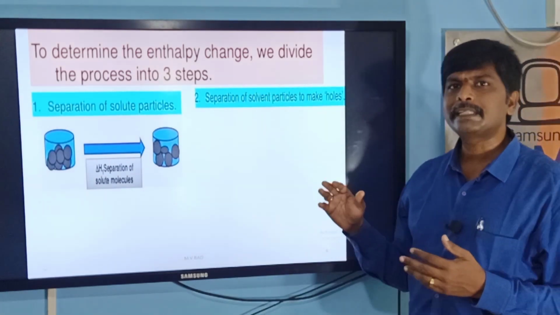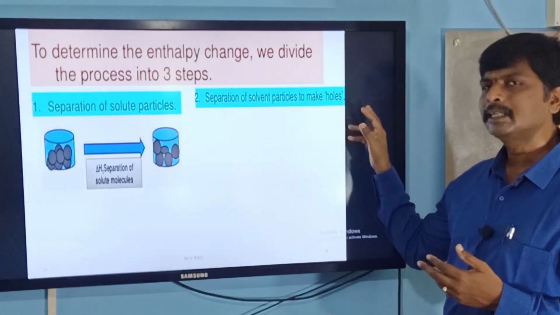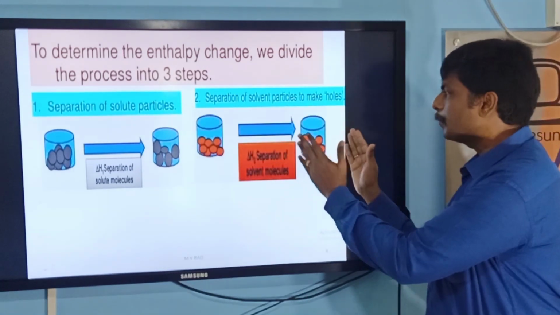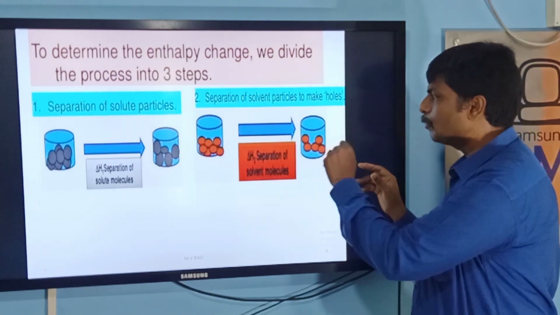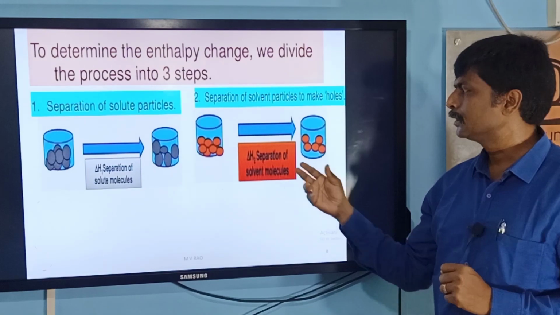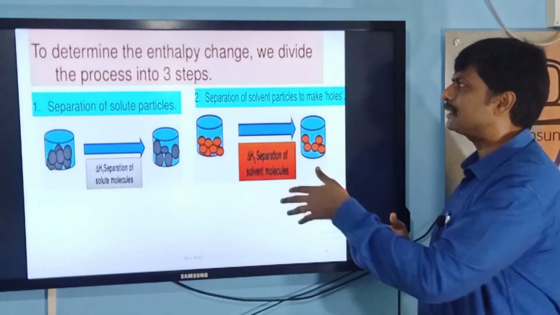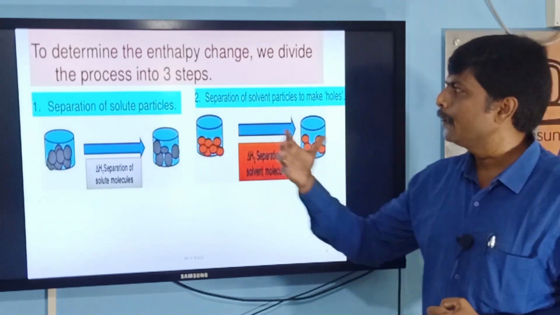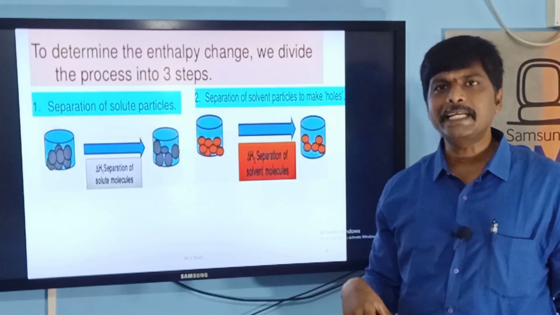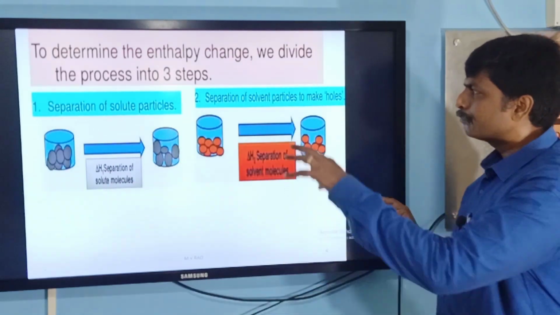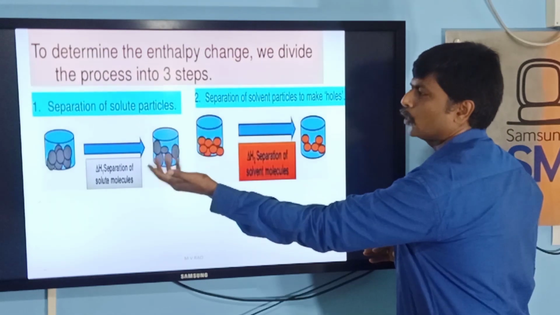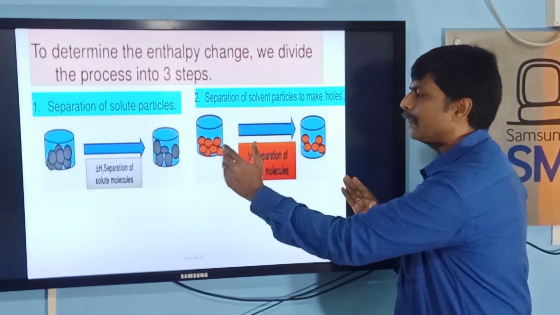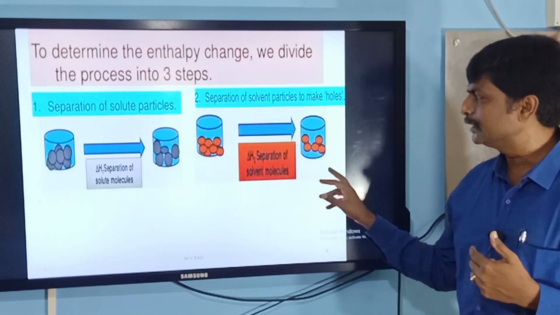The second step is separation of solvent particles from the solvent medium. You have to make holes in this medium for the solute particles to enter, so some energy is required. That energy is delta H2. In the first step, energy is needed, delta H1, to separate solute particles from the solute. Next, to separate solvent particles from the solvent medium, energy delta H2 is needed.